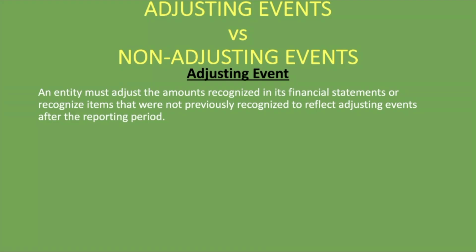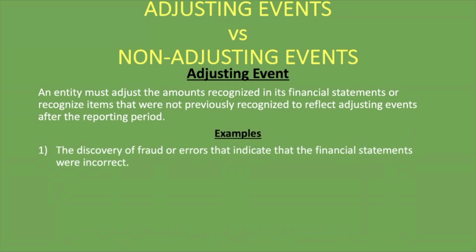So again, for us to understand any topic, we need to go through examples. What are some examples of adjusting events? Well, here is one: the discovery of fraud or errors that indicate that the financial statements were incorrect. Let's say again our year end is 28 February and the financial statements are expected to be authorized for issue on the 31st of May. So now we're looking at the period from the 28th of February to the 31st of May.